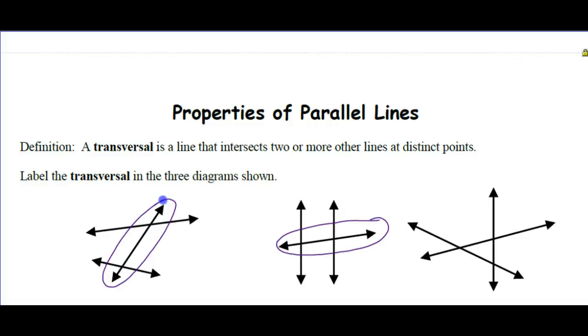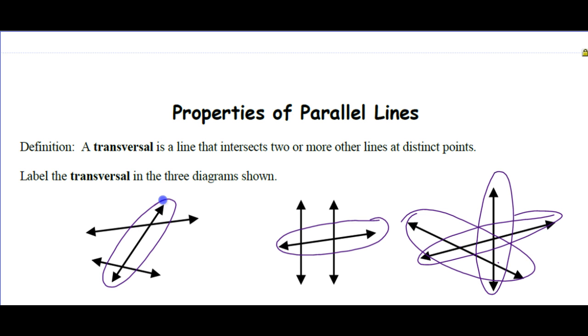What about here? All of them. Somebody said all of them, right? Because they all intersect two lines, right? That one's there and there. This one and this one. So they're all transversals, right? They just intersect two or more lines.